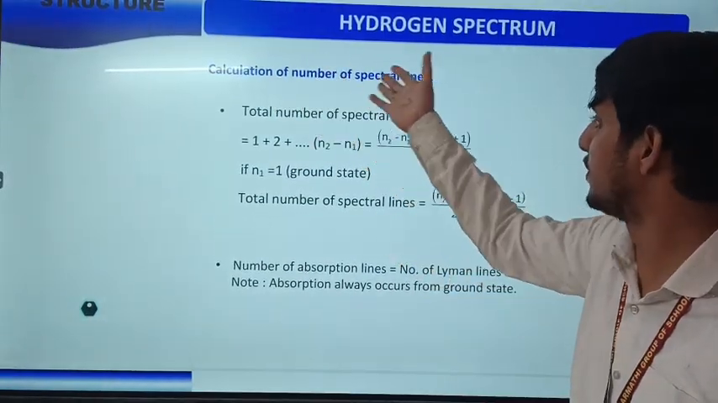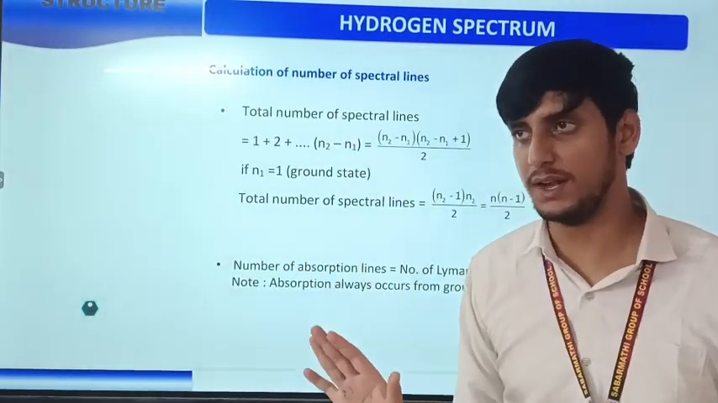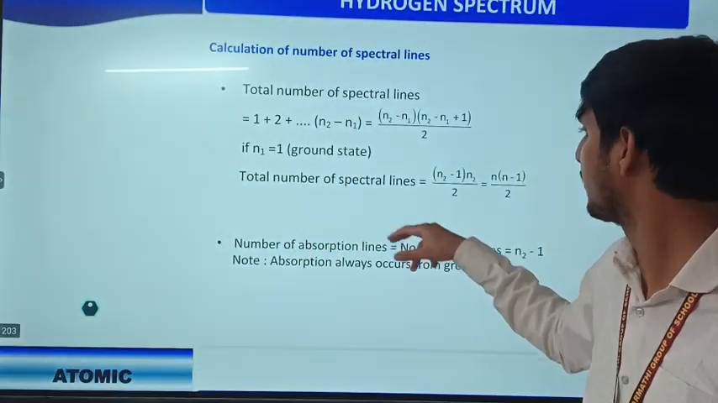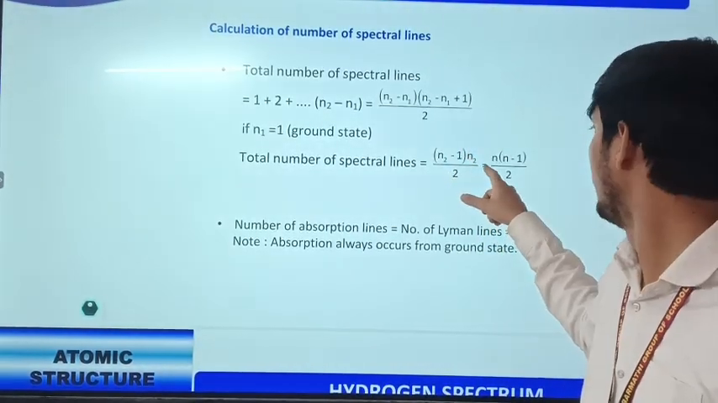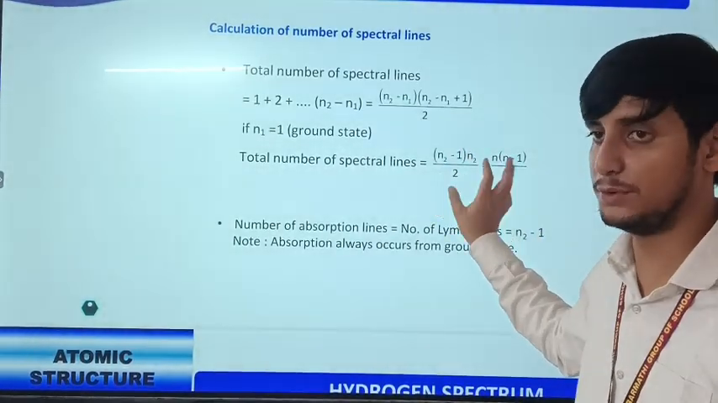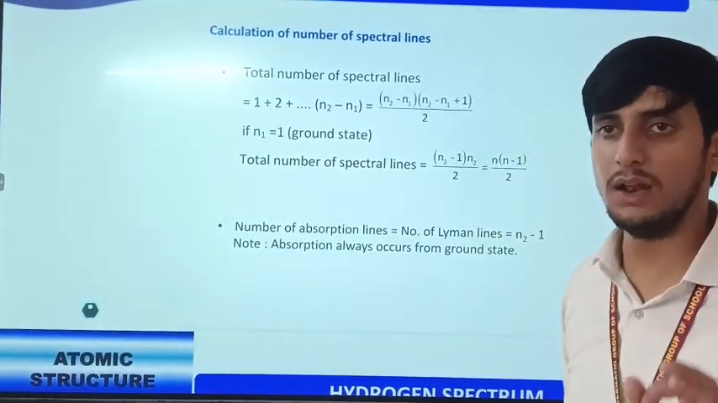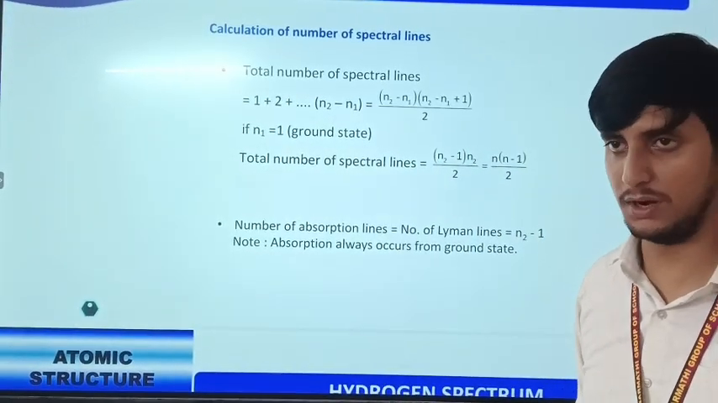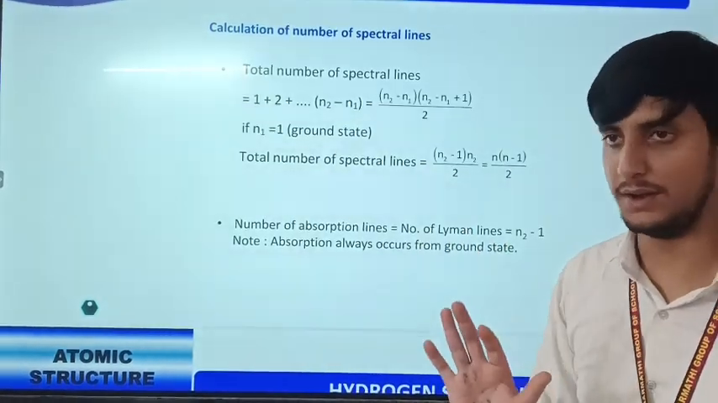Calculation of the number of spectral lines: the total number of spectral lines you can calculate by this formula, N2 minus 1 into N2 divided by 2, right? By this formula you can calculate the total number of spectral lines for the given data.